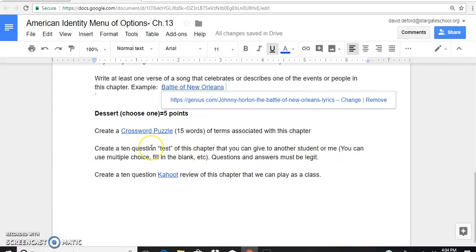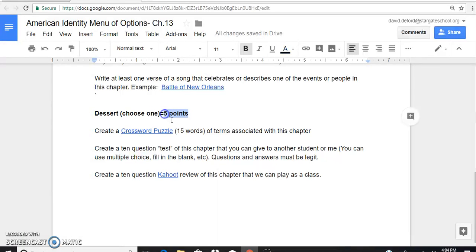Finally, the last thing you will do is the dessert. The dessert is also worth 5 points. We've seen these options before when we were learning about the Bill of Rights, or some of you got to this. You could do a crossword puzzle. This links to an online crossword puzzle maker. You have to do 15 words, any term or person associated with this chapter.